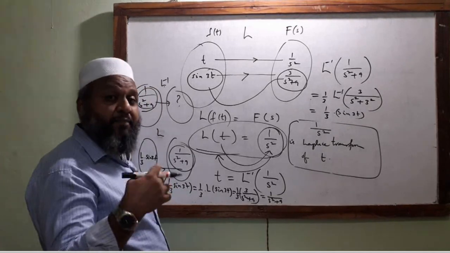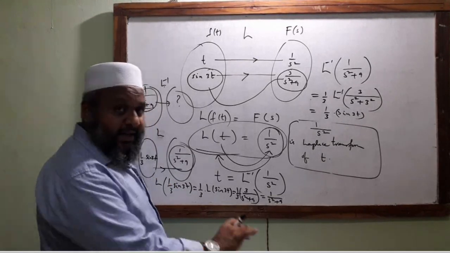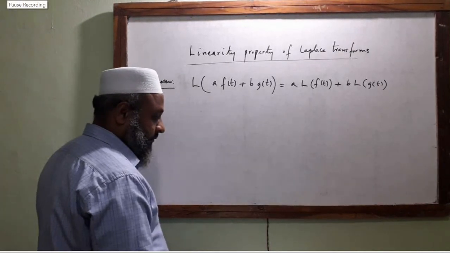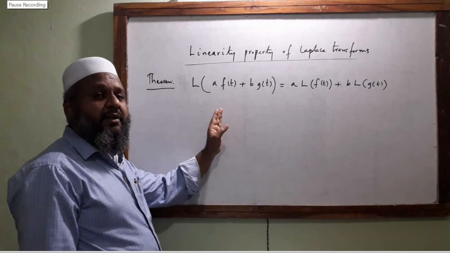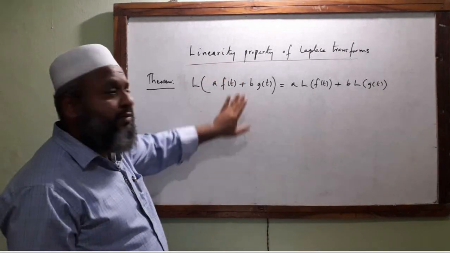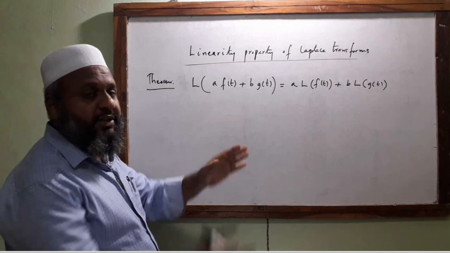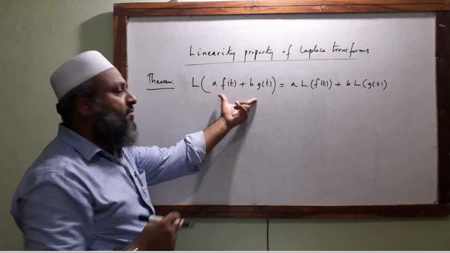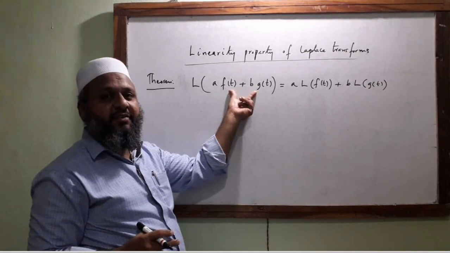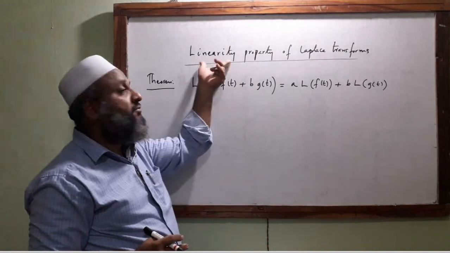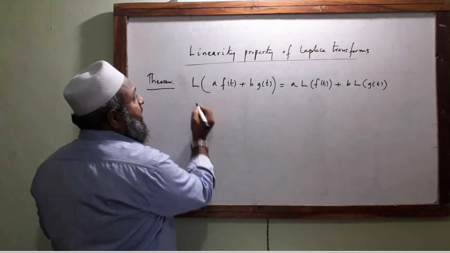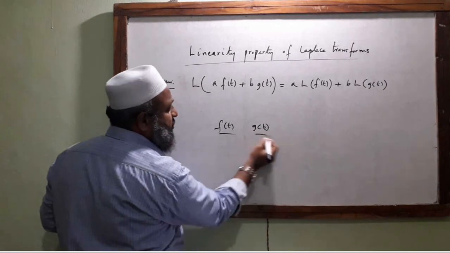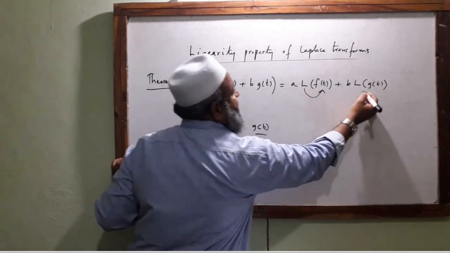And what is the importance of the Laplace transform properties? I'll just answer now. It's a very fundamental property named the linearity property, because it is talking about the linear combination basically of the two functions f of t and g of t. So we call it the linearity property. Now if we know the Laplace transforms of these two functions, we know L of f of t, we know L of g of t.